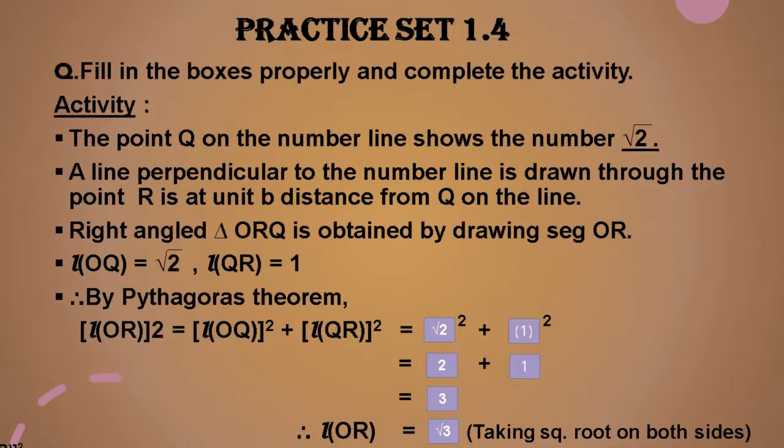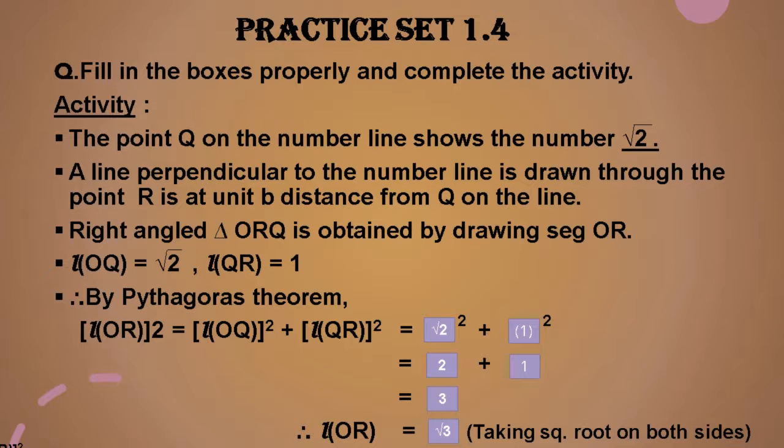The first point, the point Q on the number line shows the number. You can see here in the diagram Q represents root 2. So this underlined part is root 2. A line perpendicular to the number line is drawn through the point Q. Point R is at unit distance from Q on the line. Right angle triangle ORQ is obtained by drawing segment OR. Length of OQ is root 2 and length of QR is 1.